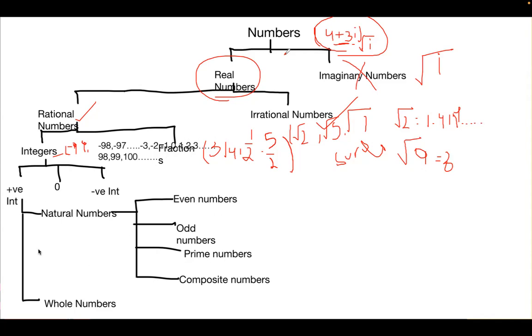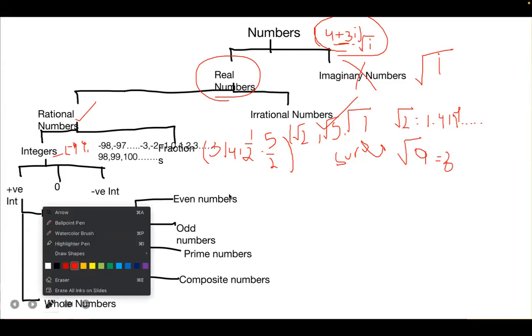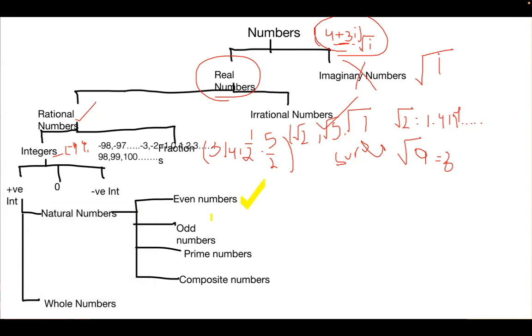So again, these positive integers are further divided into even numbers, odd numbers, prime numbers, and composite numbers. Natural numbers are like 1, 2, 3.